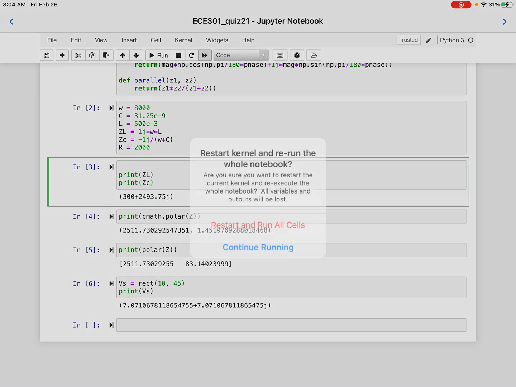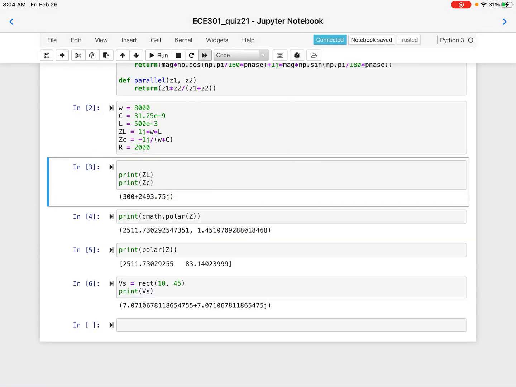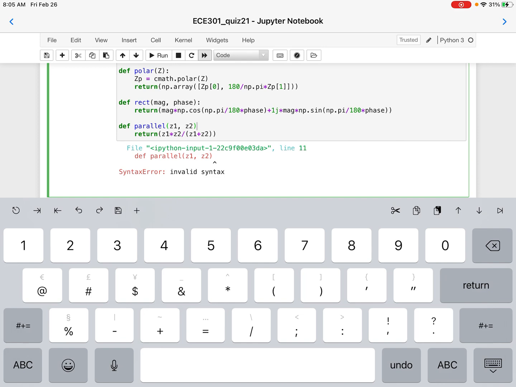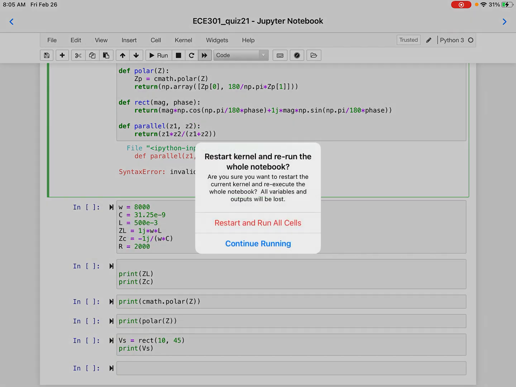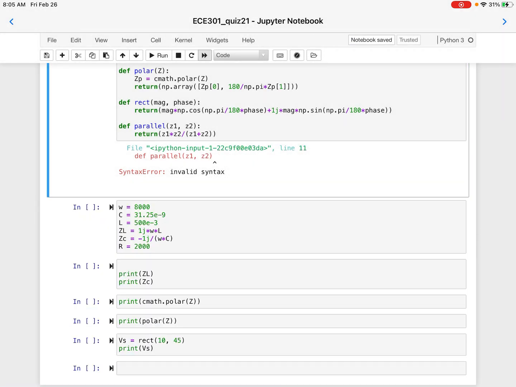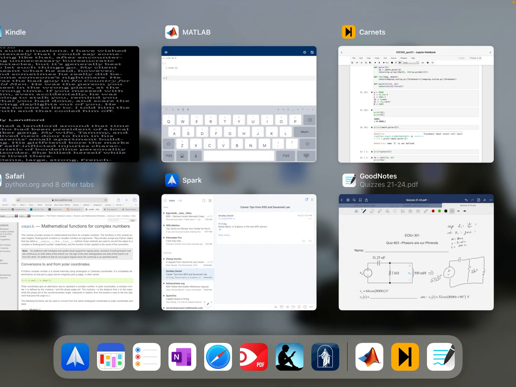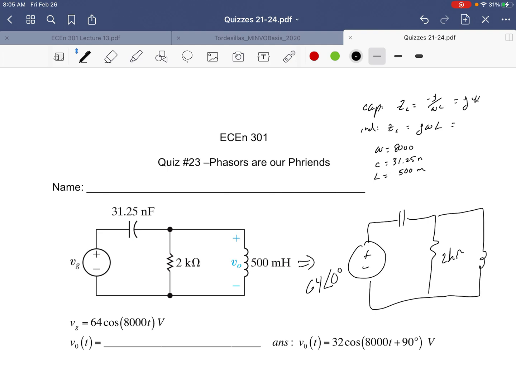All right, if I run this, okay, rerun. So I get ZL is 4,000 J, and ZC is minus 4,000 J. So I can come back here. This is J 4,000 and minus J 4,000. So my capacitor is minus, inductor is plus. My capacitor is minus J 4,000. My inductor is J 4,000.